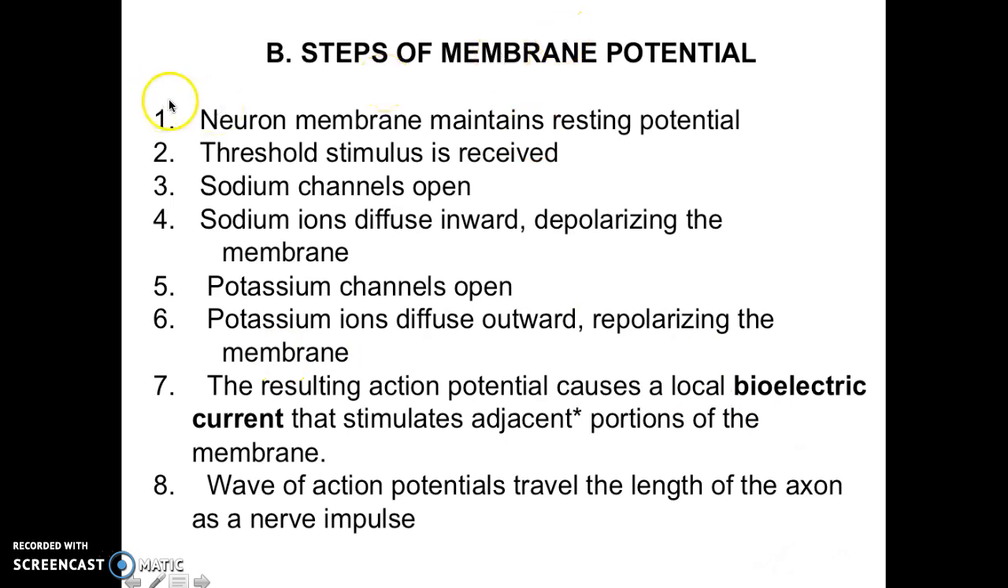So here it shows you step by step. The neuron membrane is at resting potential, which means it would be polar. A threshold stimulus is received: you touch something that's hot, or you see something that you like, or something happens that stimulates it, even a thought. The sodium channels would open. Sodium would diffuse inward, depolarizing the membrane, so now it's extremely positive on the inside of your neuron. The potassium channels would then open, and that would cause potassium to diffuse outward, repolarizing the membrane. This bioelectrical current is action potential, and it'll just travel along the axon.